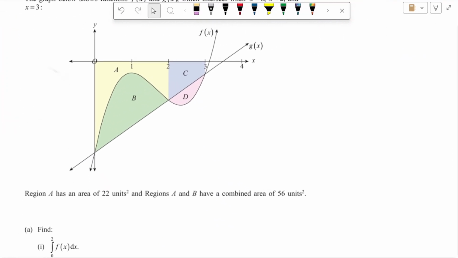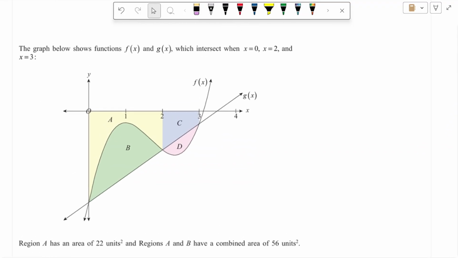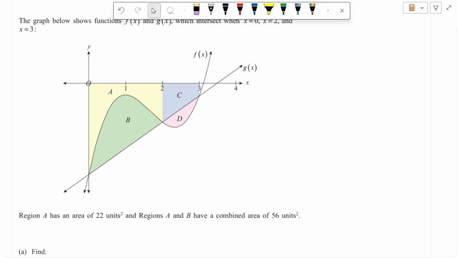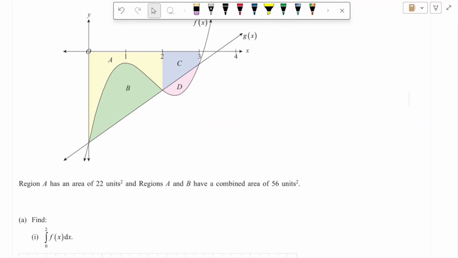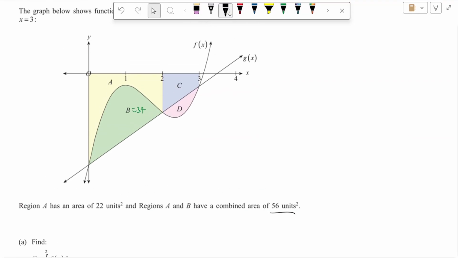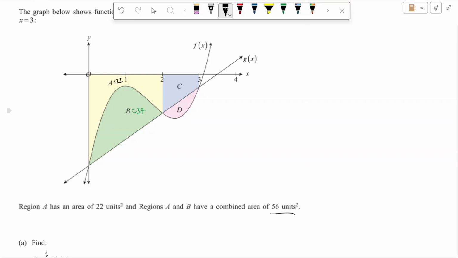Okay, now we got one with a picture, finally. There's a couple graphs. Region A has an area of 22, and A and B combined have an area of 56. So already I know what one of my missing areas is. That is 34. So A and B combined are 56. 22 plus 34 gives you 56. And we might say A is 22.